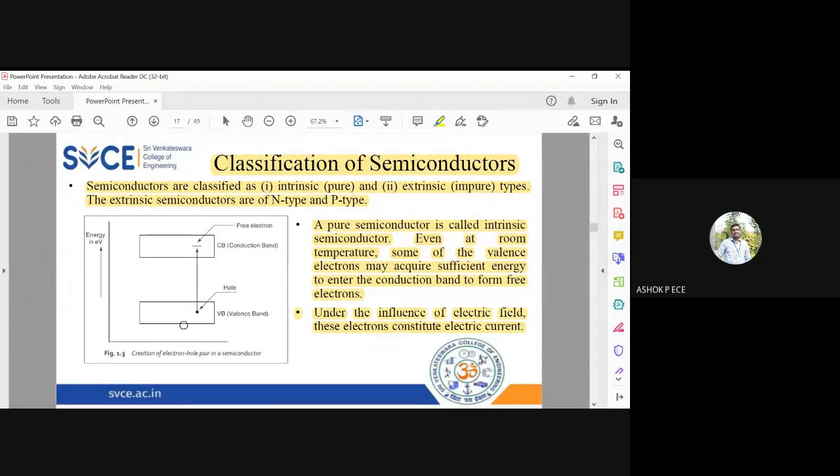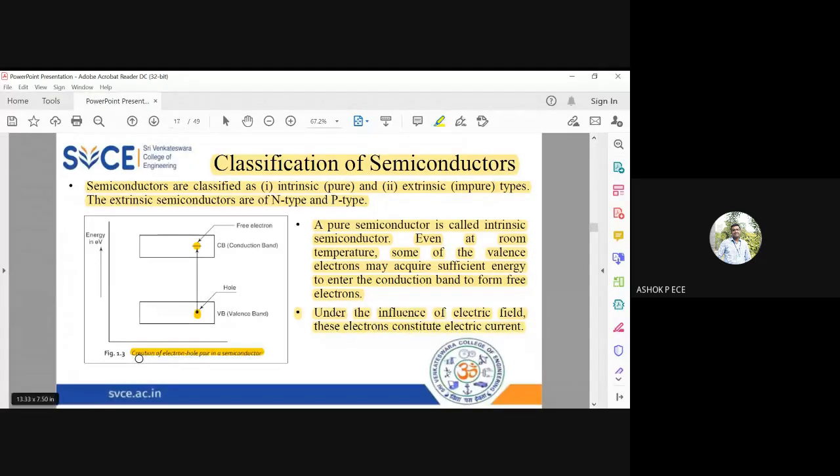So see here, when an electron in the valence band is moved to the conduction band, because of the absence of the electron, you will have a hole here, and the electron is available here. So the conduction band will have a lot of electrons, and the valence band will have a lot of holes. This is called the creation of an electron-hole pair.